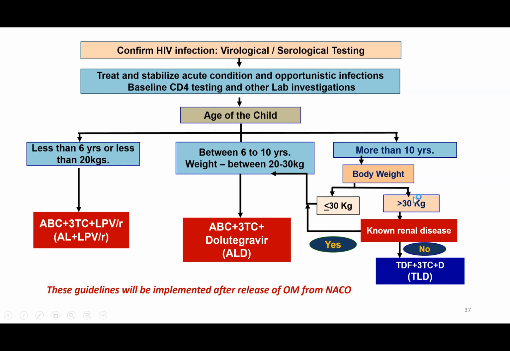And if the weight is more than 30 kg in these patients, if they have known renal issues, again, tenofovir cannot be used, then abacavir will have to be used. And if there are no known renal issues, then TLD will be used in those particular children. So it is a very easy flow chart. Please remember as a summary that dolutegravir can be used in children who are more than 6 years of age and weight more than 20 kg.